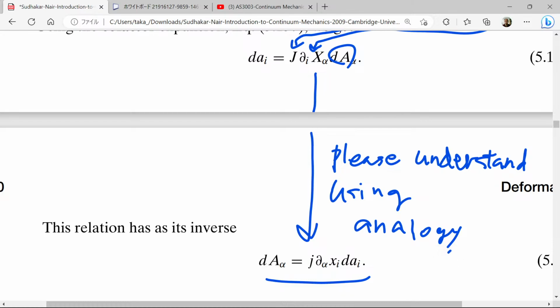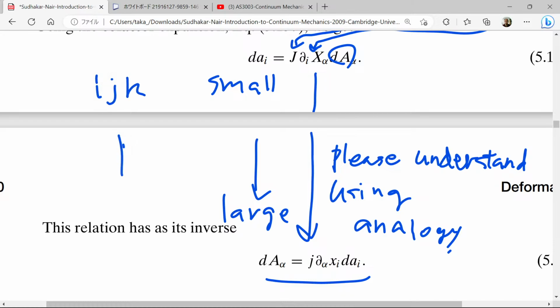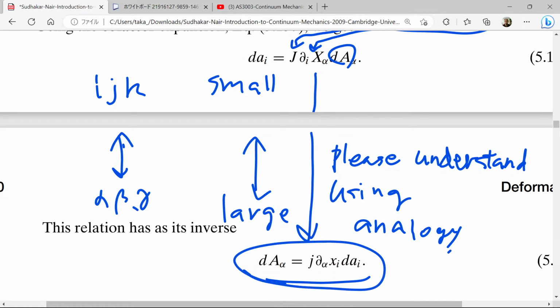Because small letters go to large letters, and ijk go to alpha, beta, gamma. So you just interchange large letters to small letters, ijk to alpha, beta, gamma. You obtain this relation without proof.